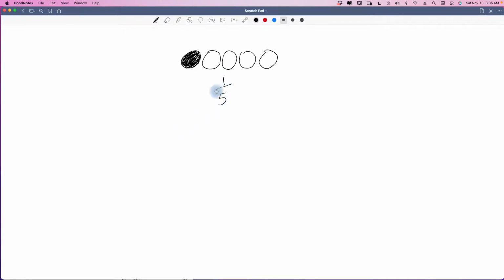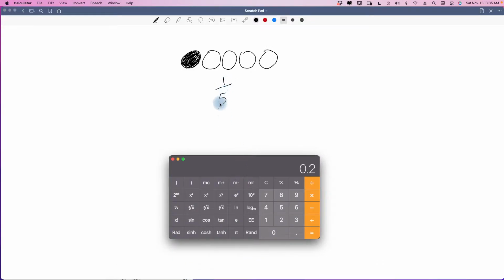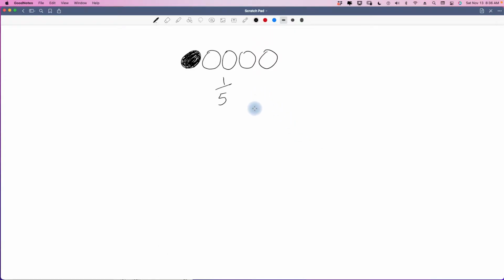We can turn this fraction into a decimal. Remember that from a couple lessons ago. We just use our calculator, and we treat this like a division problem. And we say 1 divided by 5 is equal to 0.2. Okay, so this fraction, let's set this up. We have fraction, decimal, percent.